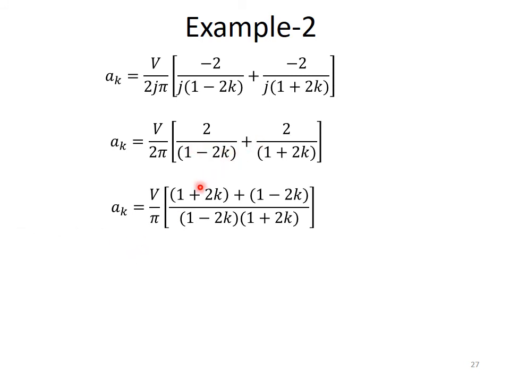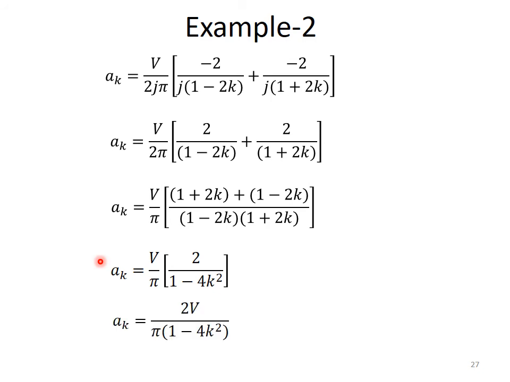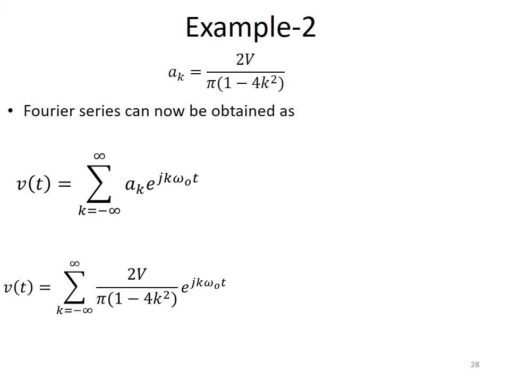Now taking LCM and simplifying it further would give you this result: a k equal to v upon pi into 2 upon 1 minus k square. And further simplification by multiplying the numerator with the numerator and denominator with the denominator will give you this result. Now the Fourier series of this function can be written in this form: summation k equal to minus infinity to infinity a k into e power j k omega naught t.